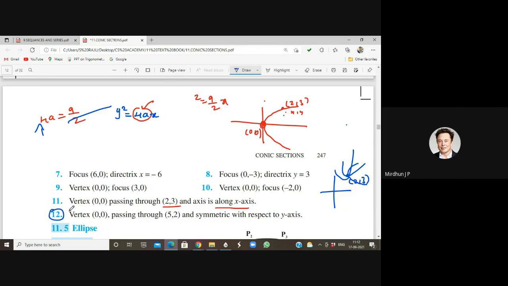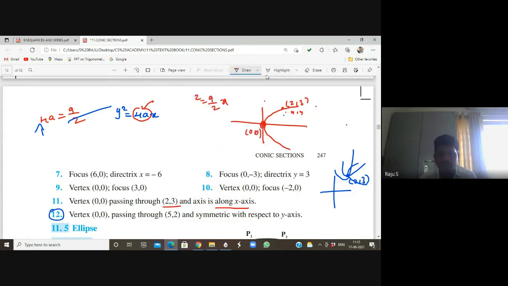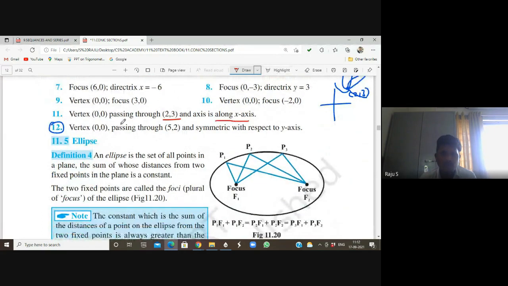Sir, for circles alone we have that concept. Circles, ellipse, hyperbola, parabola, everything. Okay, you can do this question, student.